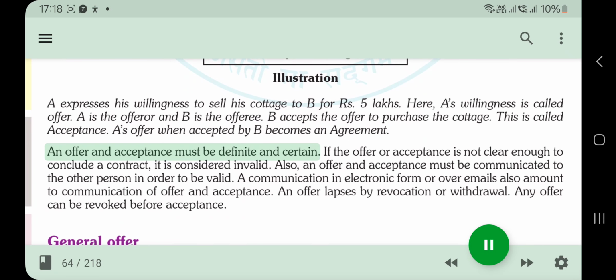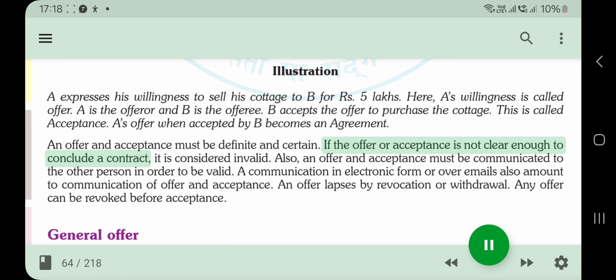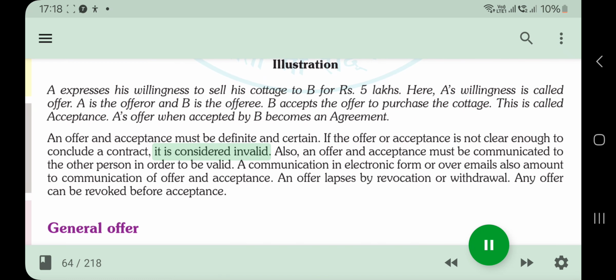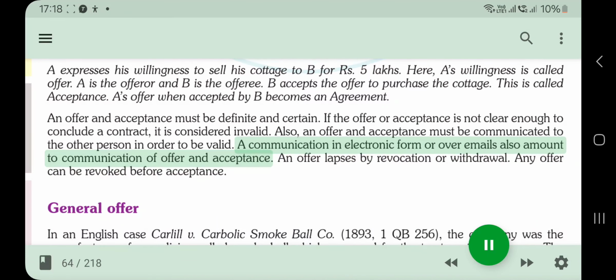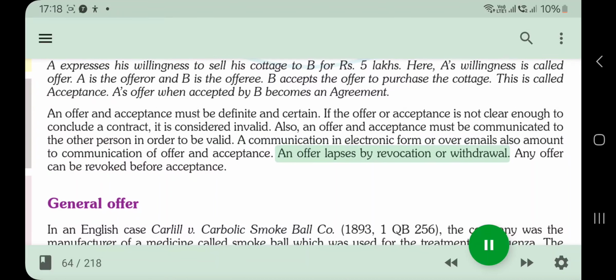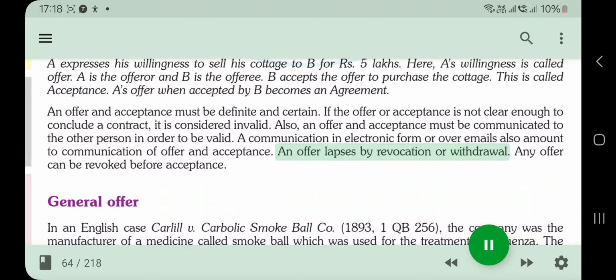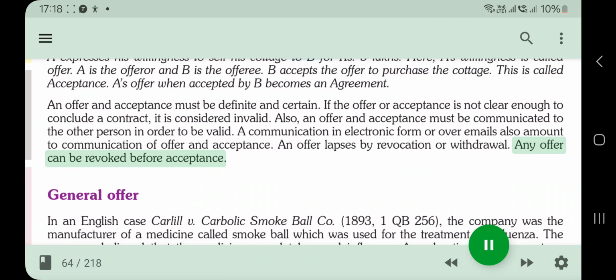An offer and acceptance must be definite and certain. If the offer or acceptance is not clear enough to conclude a contract, it is considered invalid. Also, an offer and acceptance must be communicated to the other person in order to be valid. A communication in electronic form or over emails also amounts to communication of offer and acceptance. An offer lapses by revocation or withdrawal. Any offer can be revoked before acceptance.